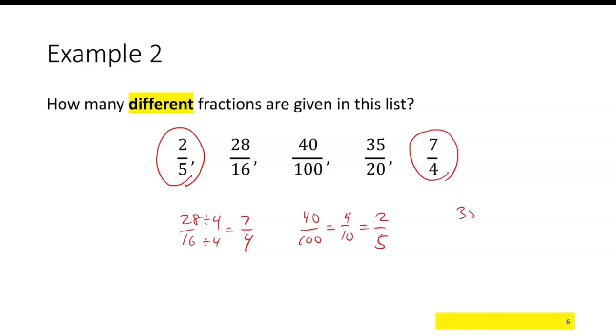So 35 over 20, both of those are divisible by 5. That'll be 7 over 4. So the fractions all reduce to 2/5 or 7/4. So there are two different fractions.